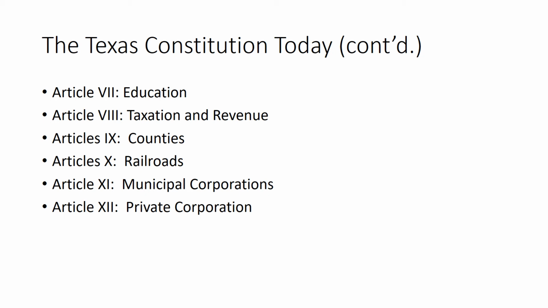Article 12 is private corporations. And this, like the municipal corporations before it, Article 12 is referencing how corporations, how you file charters and how you get your business registered with the state.